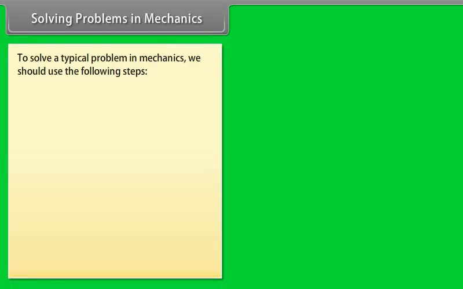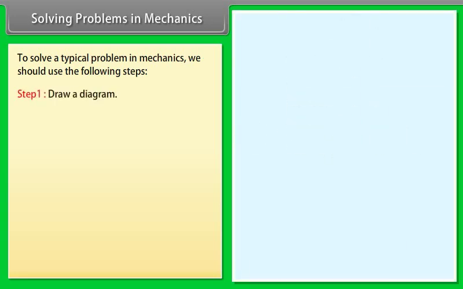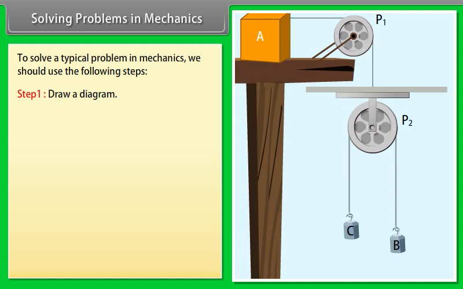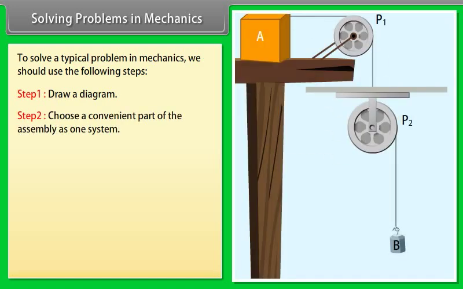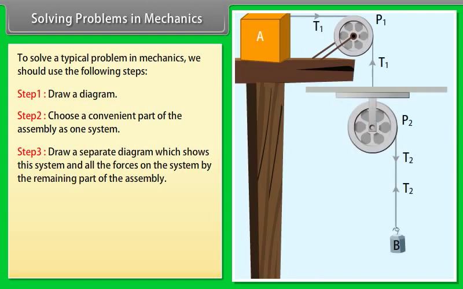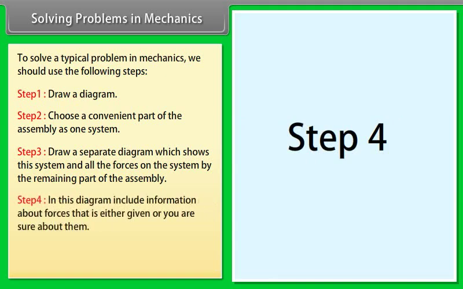Solving problems in mechanics. To solve a typical problem in mechanics, we should use the following steps. Step 1. Draw a diagram. Step 2. Choose a convenient part of the assembly as one system. Step 3. Draw a separate diagram which shows this system and all the forces on the system by the remaining part of the assembly.